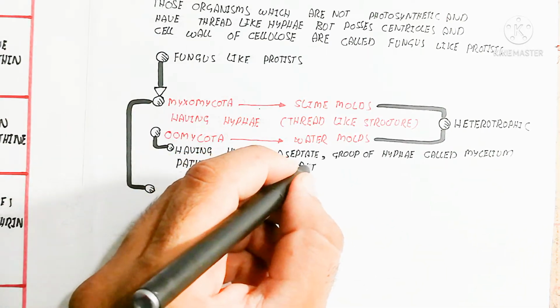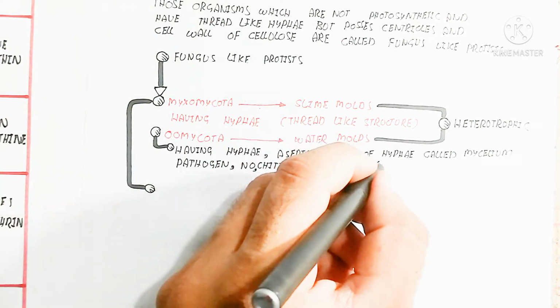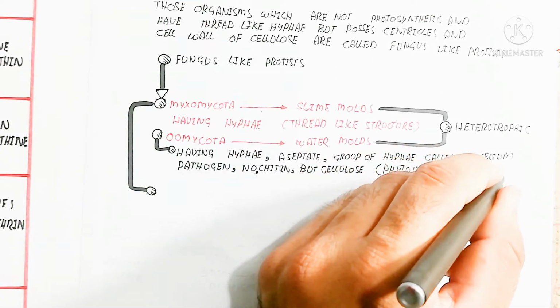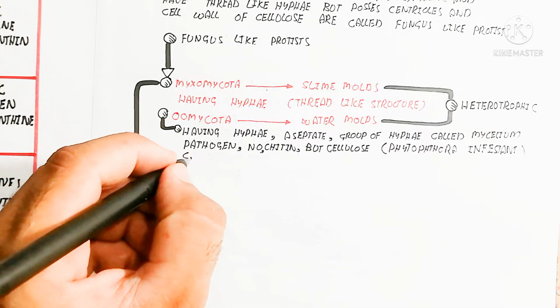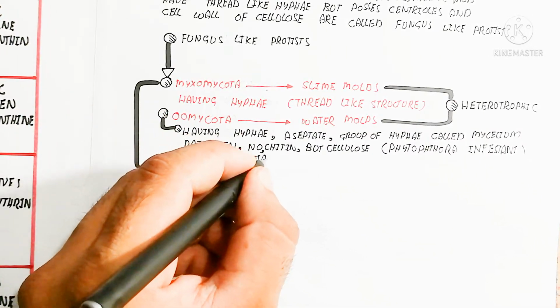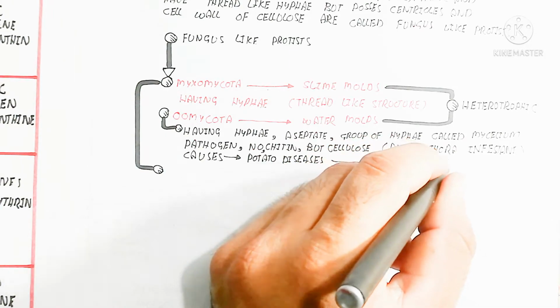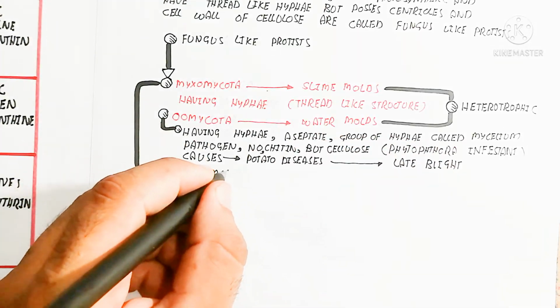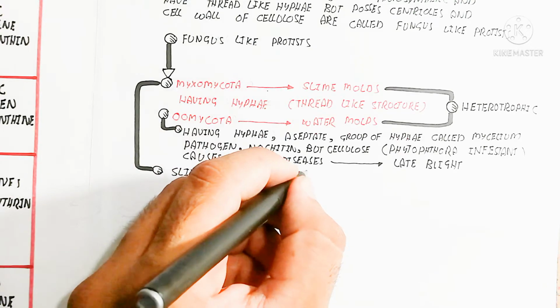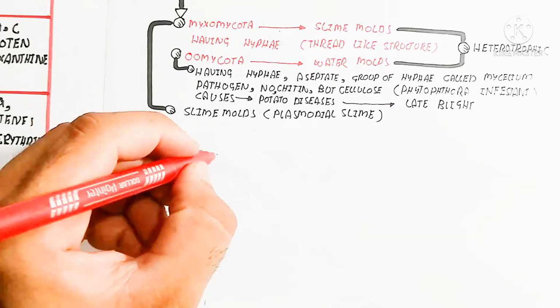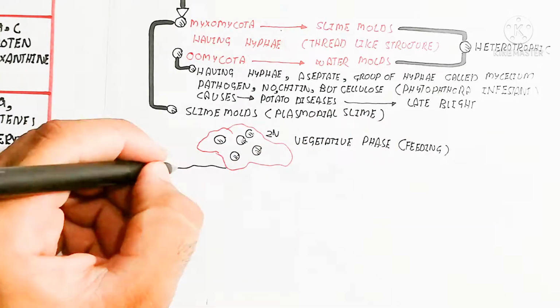While on the other hand, the myxomycota contain slime molds or plasmodial slime. These plasmodial slime molds have a life cycle which is different. We will discuss it in water and on moist surfaces. So let's begin to understand the last topic about the slime molds.